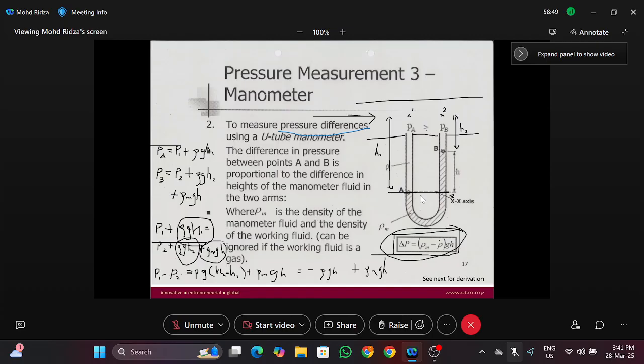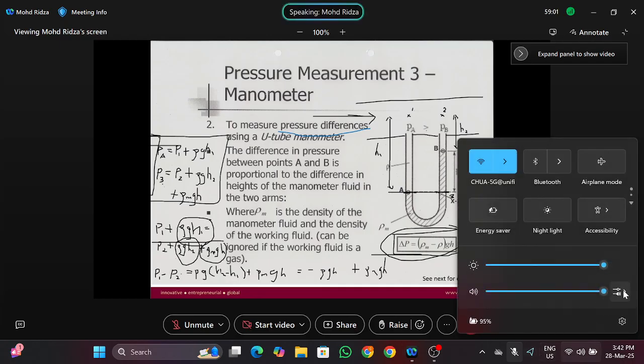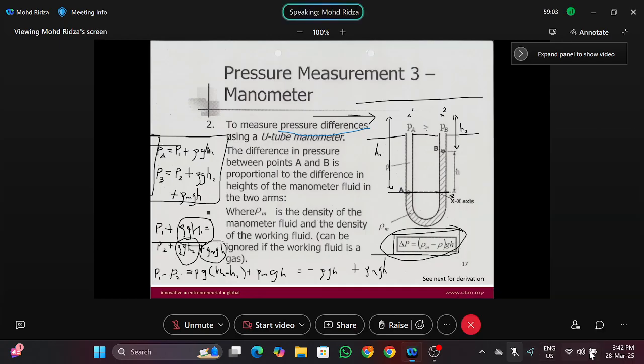So the first concept is this one. This is the main concept here on the left side. You find the pressure at point A, you find the pressure at point 3, you equate them, and then you simplify it so that you can get P1 minus P2. So this is a manometer, a differential manometer.